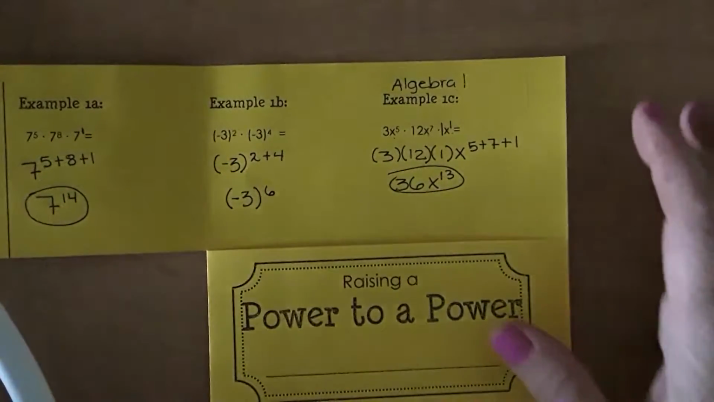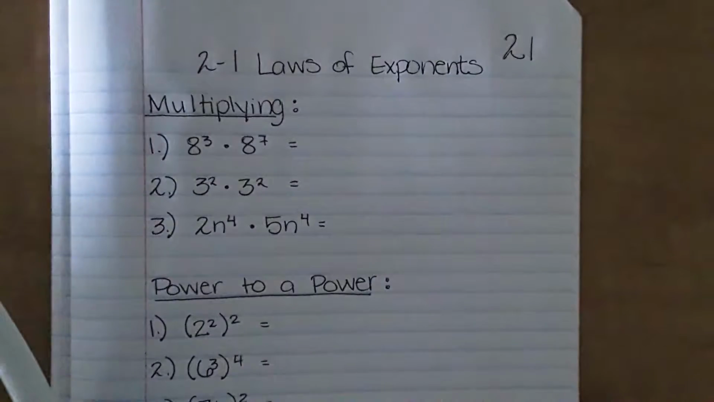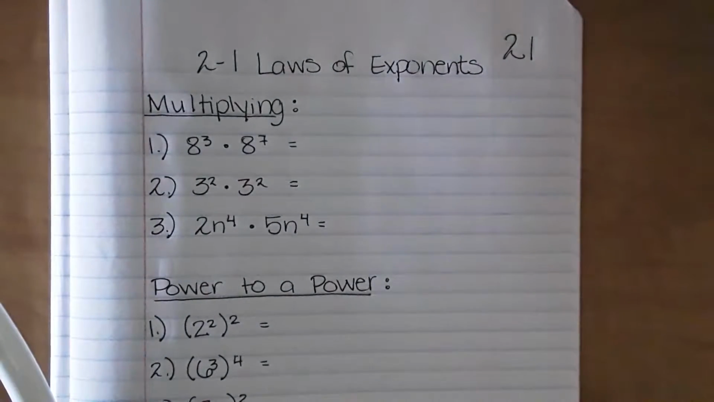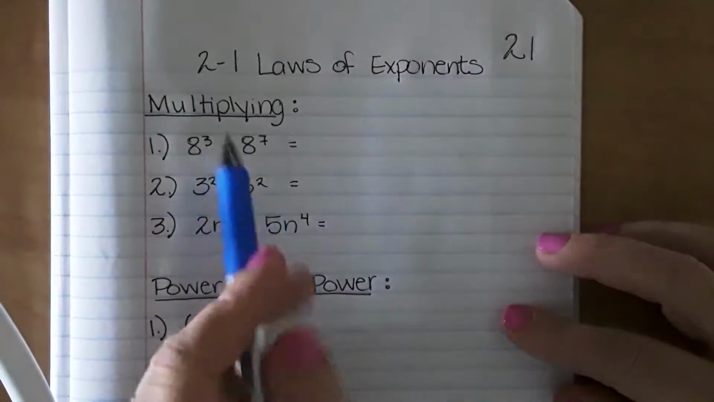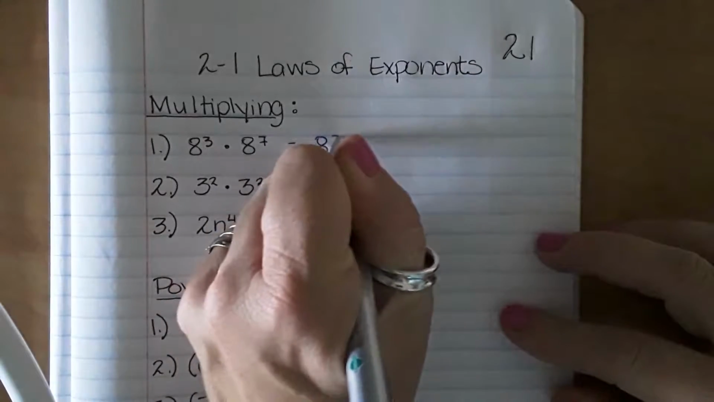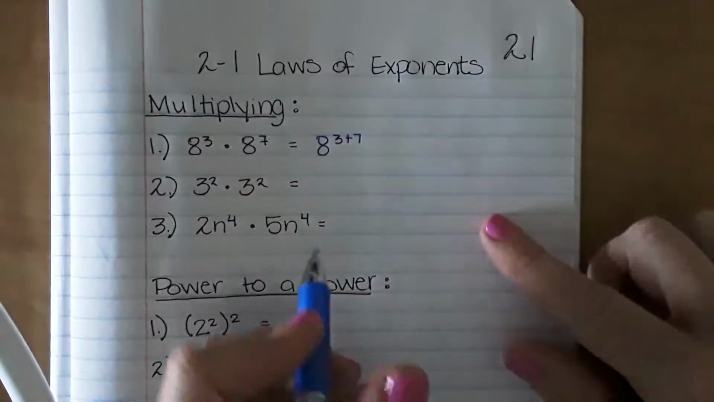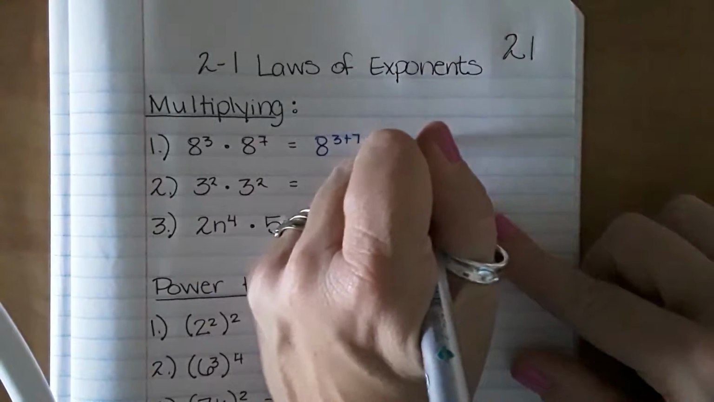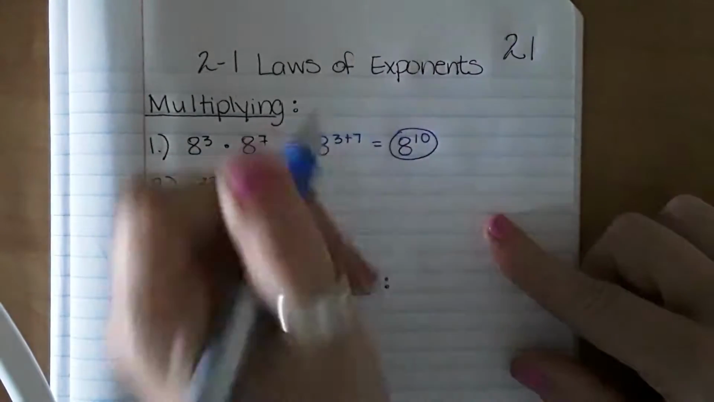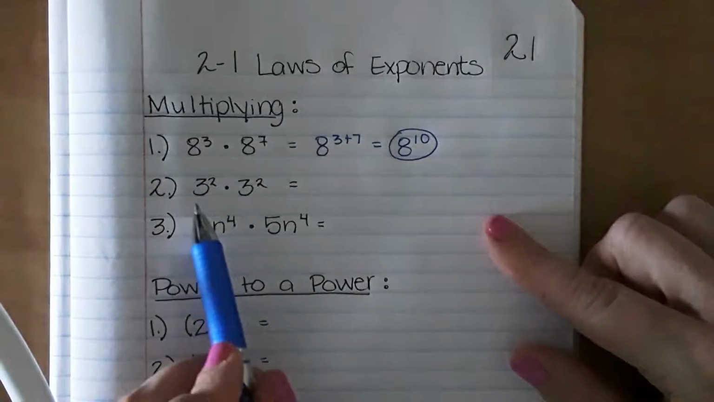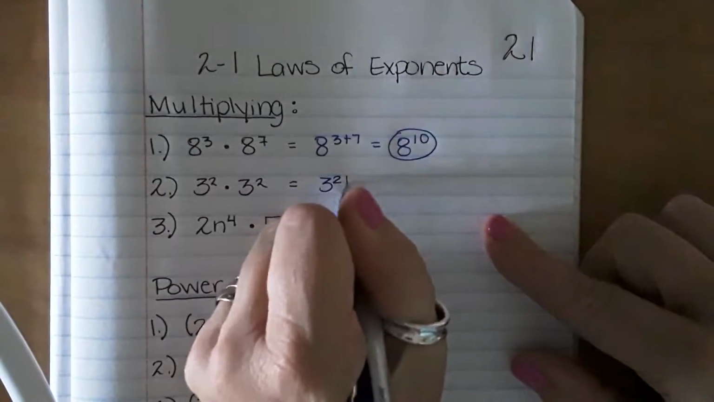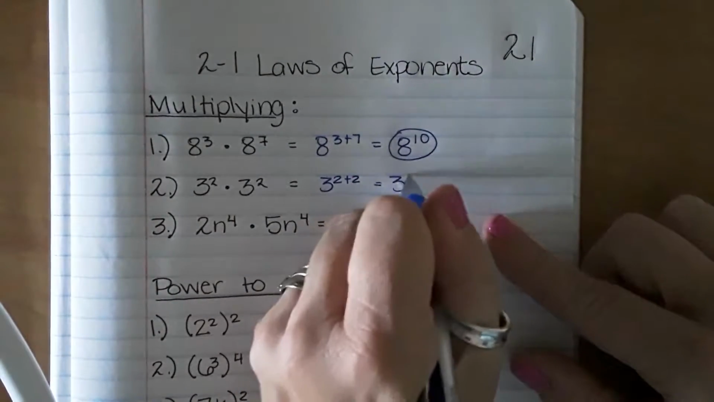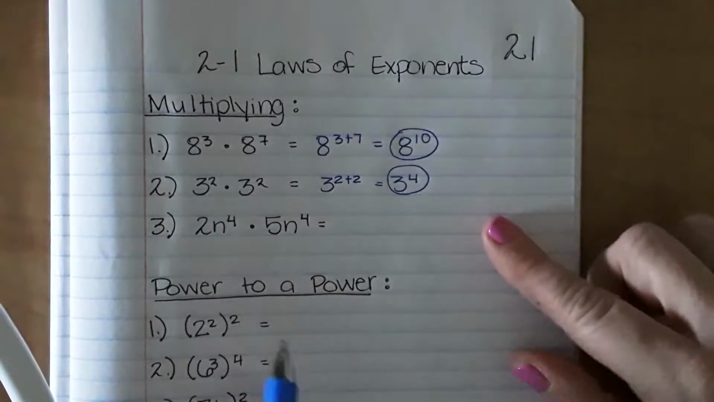All right, we're going to go to our IMN to page 21. You should have copied this down. We're going to solve these. Same concept. Multiplying, so I have a to the 3rd times a to the 7th. Multiplication, same bases. Going to add the exponents. 3 plus 7 is 10. So it's a to the 10th power. And this is all I'm asking for you to do. Okay? The next one, 3 squared times 3 squared. Bases are the same. Going to add our exponents. 2 plus 2 is 4. It's 3 to the 4th power.